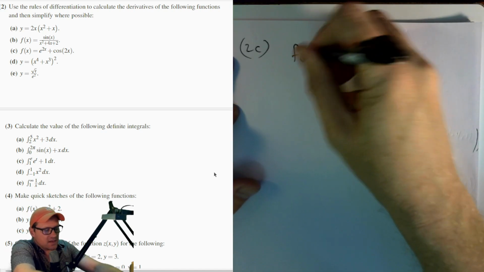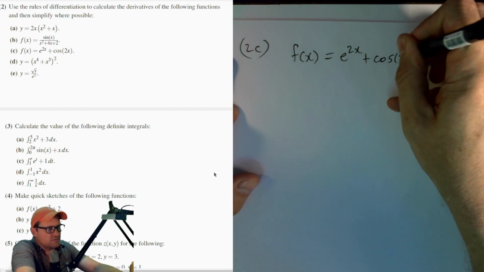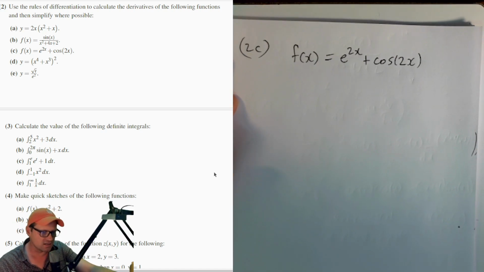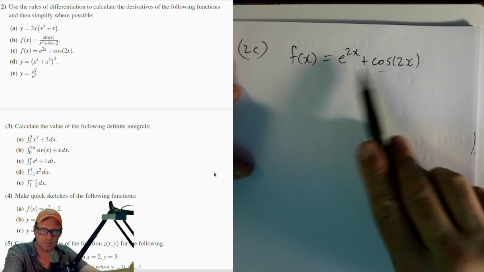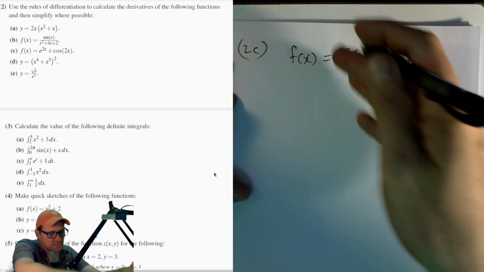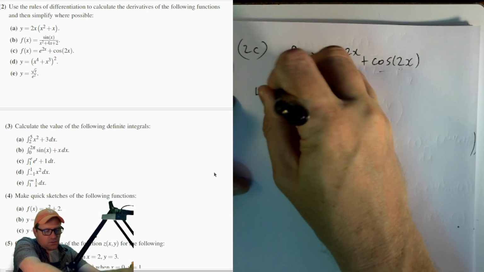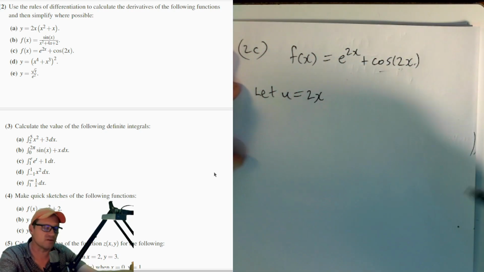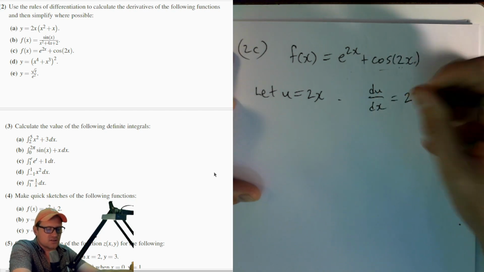We have f of x is e to the 2x plus cos of 2x. Okay, so to differentiate this, we're going to need the chain rule. But first notice that the derivative of the sum is the sum of the derivatives. So if we differentiate each one and then add the results, that'll be fine. All right, so let's let u be equal to 2x. Okay, and that's good in both cases. That'll be fine. So then du on dx is just 2.